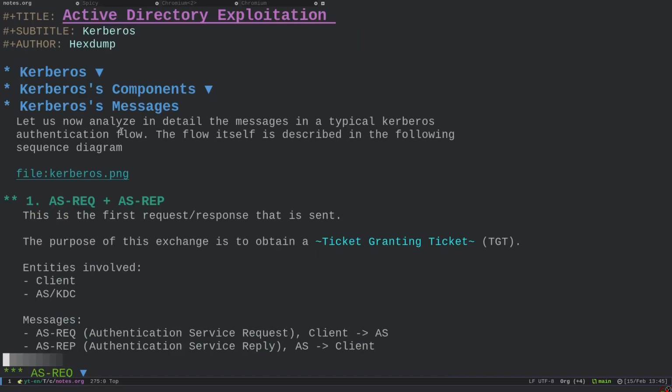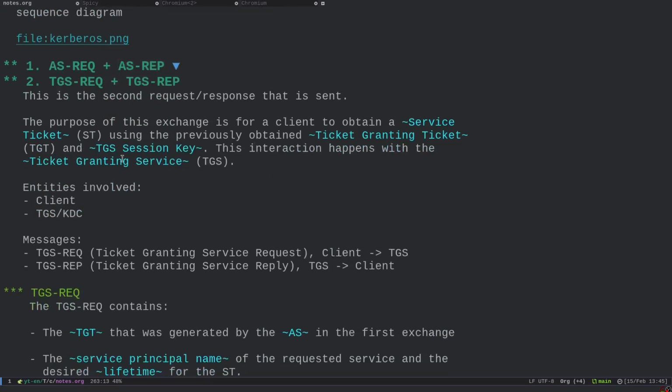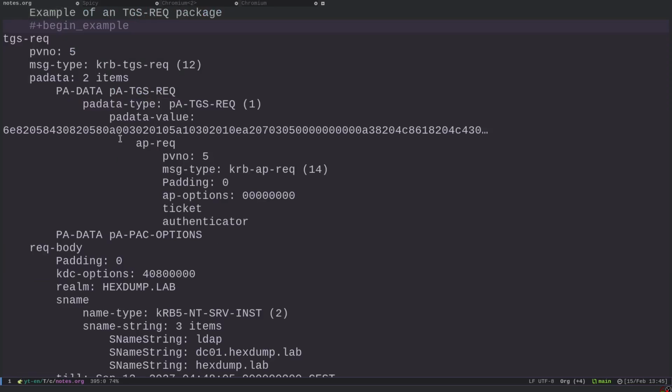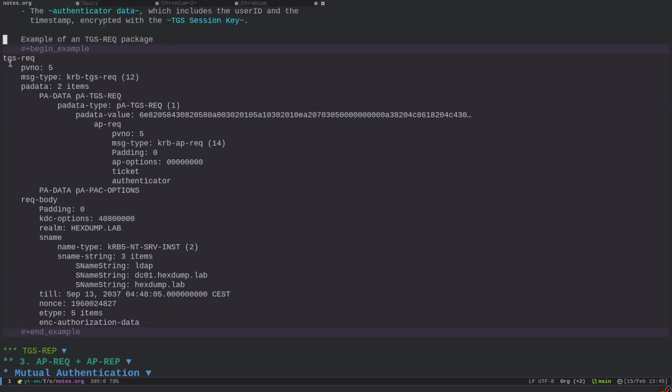So at this point the client knows this session key, and the TGS, the ticket granting service part of the KDC, uses this authenticator data to authenticate the request from the client. So if this data matches the one that is written in the TGT, then we have a valid request. And here we can see an example of a TGS request packet: the Kerberos version 5, the type of message, the pre-authenticated data. We find the TGS-REQ here, the TGT, the ticket, and the authenticator.